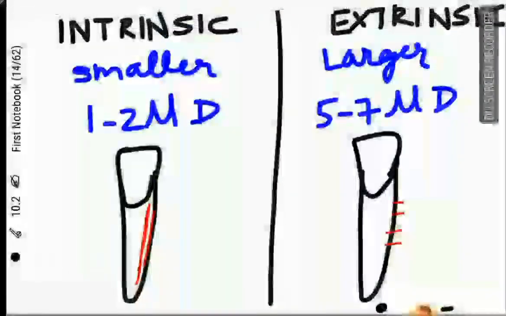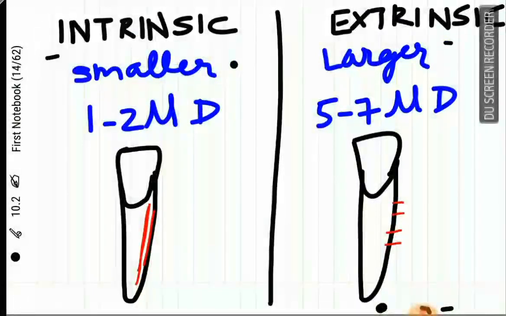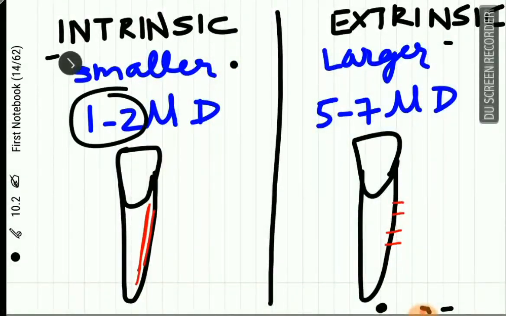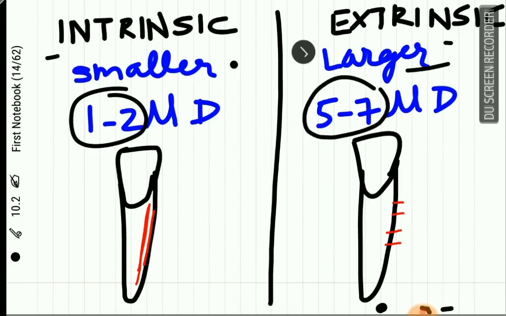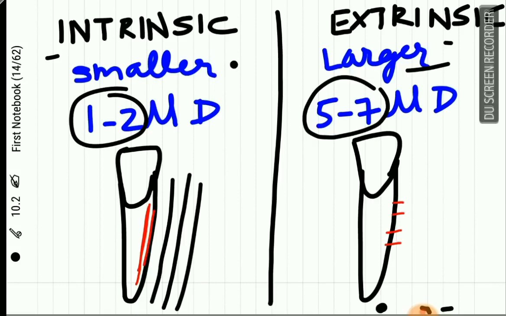Now, what is the difference between these intrinsic and extrinsic fibers? The intrinsic fibers are smaller in size. They have a diameter of only 1 to 2 micron, while the extrinsic fibers are larger and they have a diameter of 5 to 7 micron. The intrinsic fibers run parallel to the surface, while the extrinsic fibers are at 90 degrees or perpendicular to the surface.